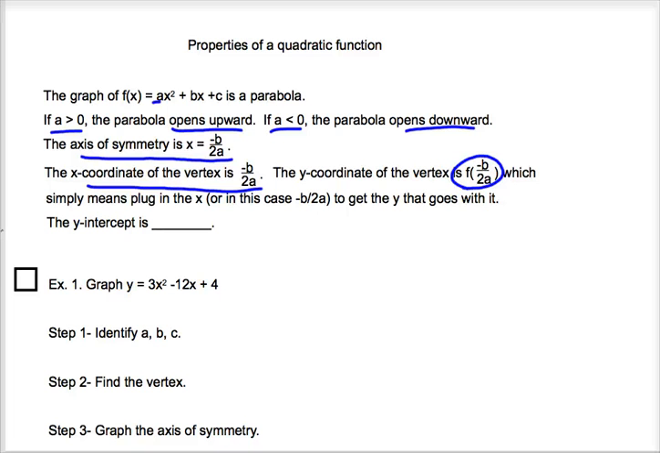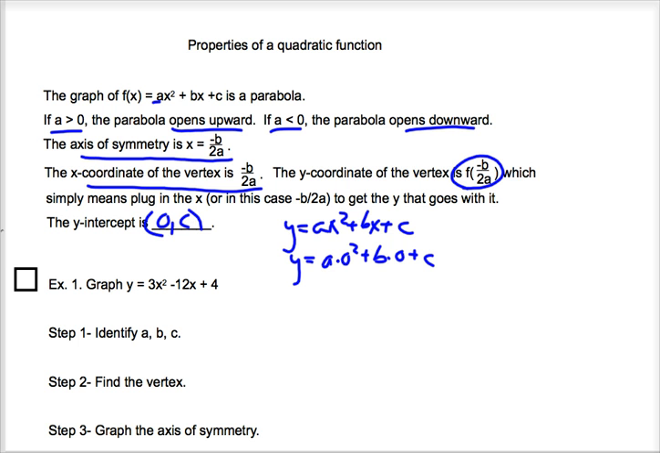Now, how do I get a y-intercept? Well, y-intercept means what's y when x is 0. So if I had y equals ax squared plus bx plus c, and I plugged in zeros for x, hopefully you see that what would be left is c. So that last number is the y-intercept.